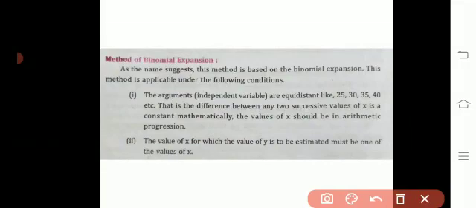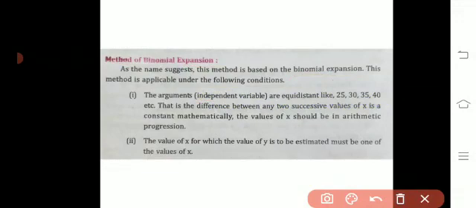Now we will see binomial expansion method. As the name suggests, this method is based on the binomial expansion. This method is applicable under the following conditions or assumptions. Here the arguments, that is the independent variable, that is the x values, are equidistant, like 25, 30, 35, 40. Here you can observe the difference between two successive values is 5. That is, all the values are equidistant from each other.